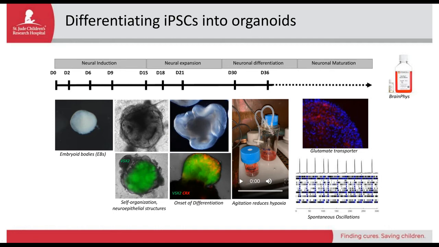Now, different labs have their own customized, optimized protocol for differentiating iPSCs into different types of organoids of the brain. However, there are also commercially available kits, such as this one from STEMCELL Technologies, which can also be used for differentiating iPSCs into brain organoids.